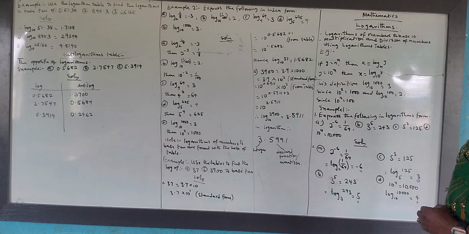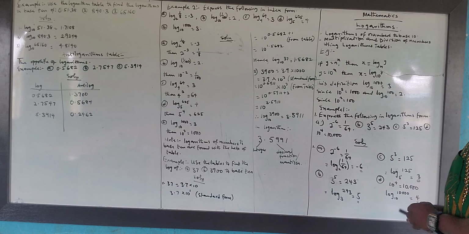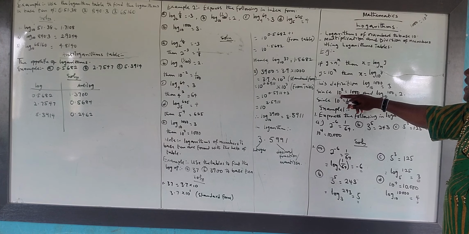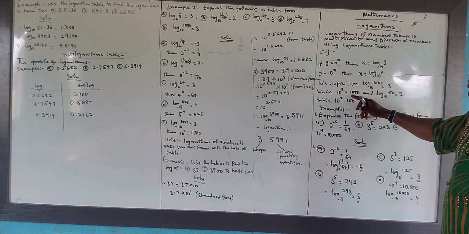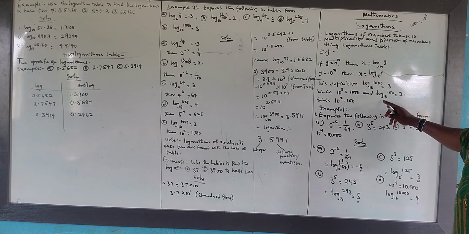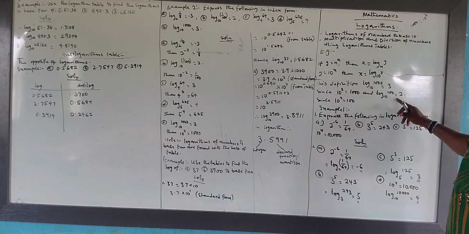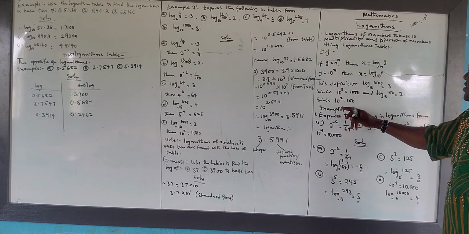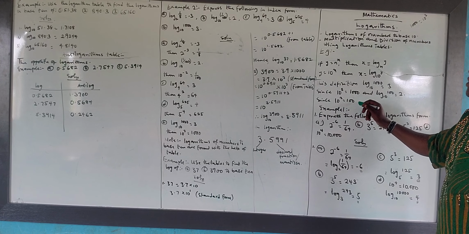This definition takes us to saying that log 1000 to base 10 equals 3. In standard form, we have 1000 equals 10 raised to power 3. That is where we get our 3. So since 10 raised to power 3 equals 1000, then log 100 to base 10 equals 2, since we have 10 raised to power 2, which equals 100.